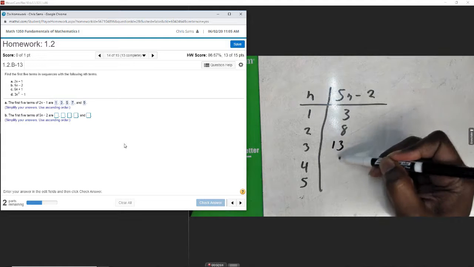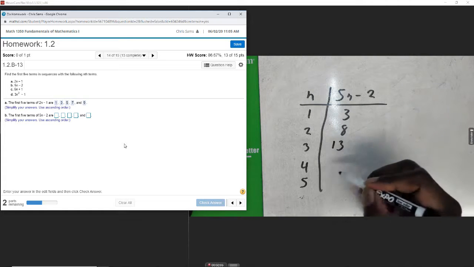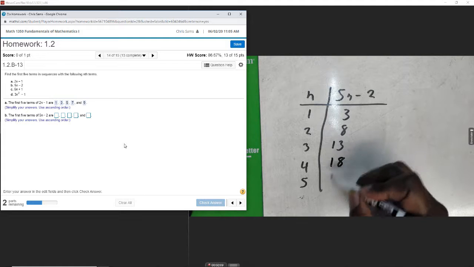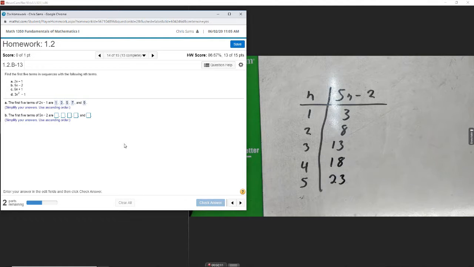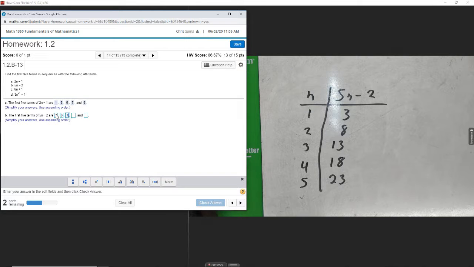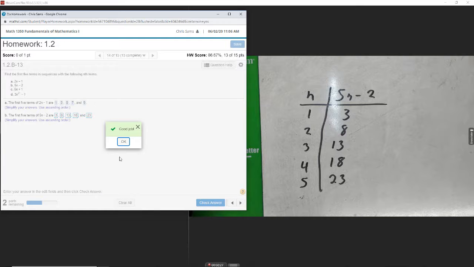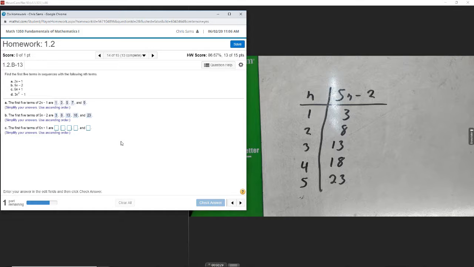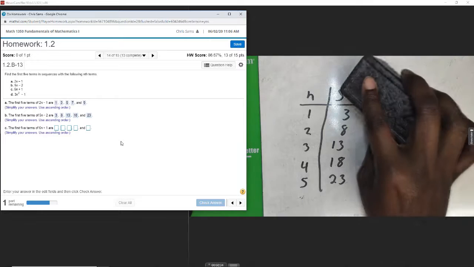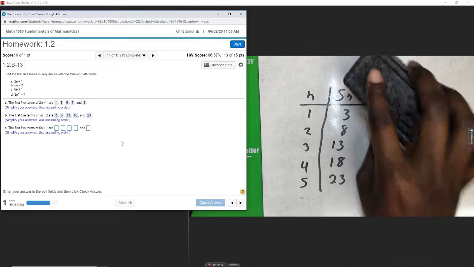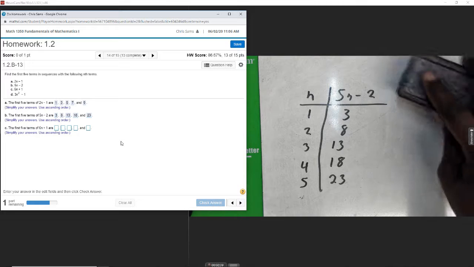And as you look at this pattern, you can see it's adding 5 every time. So then we will be at 18, and then we will be at 23. So the first 5 terms of the second sequence will be 3, 8, 13, 18, and 23. Okay, so you might be noticing whatever number is multiplied by the n, that's the number that's being added every time.